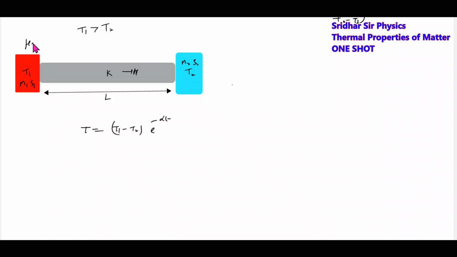This is the hot body, we'll assume, and this is the cold body. The heat will flow from the hot to the cold body. The temperature of the hot body will decrease, the temperature of the cold body will increase, and the temperature difference will decrease. What is T? T is the temperature difference. The lengthy derivation is there in JEE Advanced also. Better remember this, it will be more useful.